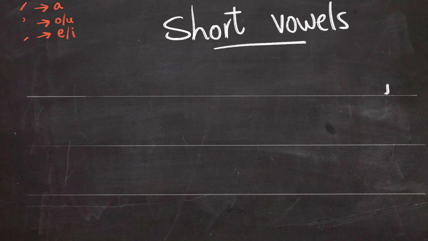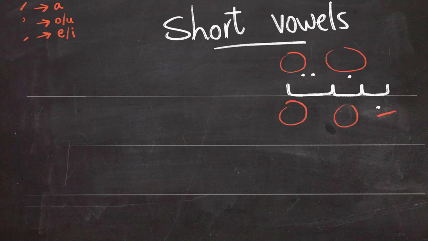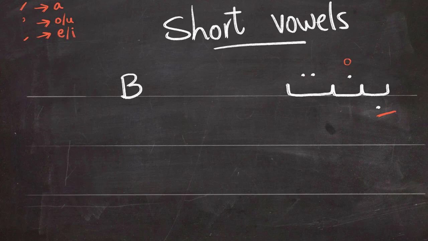An example that I gave earlier was bint. You noticed I didn't put any signs above or underneath the noon or the ta. What does that mean? Why is this like that? Well, this is going to be the 4th symbol that we're going to learn today, and that is this small round symbol. This small round symbol means sukun, or no vowel. You could choose to put it or leave it completely without any vowels.